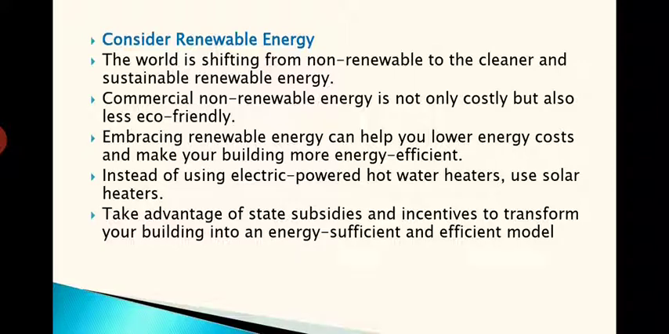Instead of using electric powered hot water heaters, use solar heaters. That is one option. Like that, you will have various ideas. You can use anything, whatever it is. So if you are more dependent on renewable energy sources, you are making the building much more energy efficient. Take advantage of state subsidies and incentives to transform your building into an energy sufficient and efficient model. Okay, these are all the various steps that we can follow to increase the energy efficiency.